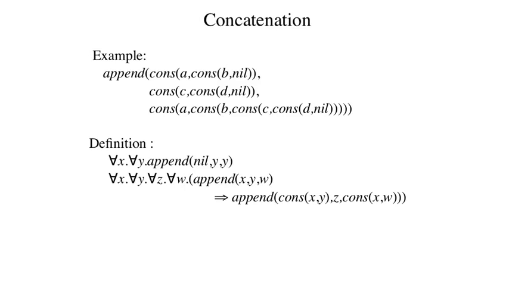It's worth noting there's a similarity between this definition and the definition of plus in Peano arithmetic. Here we have an identity nil instead of 0, and here we have cons instead of S. Otherwise, the definitions are very similar.